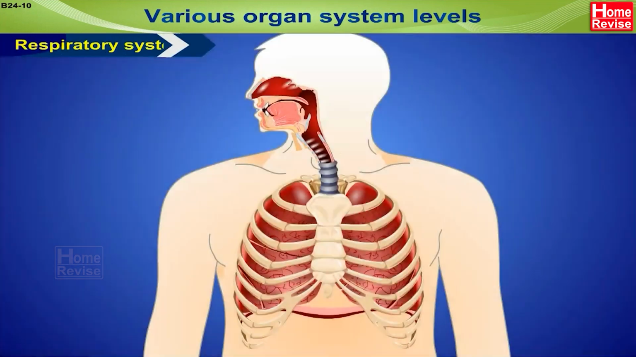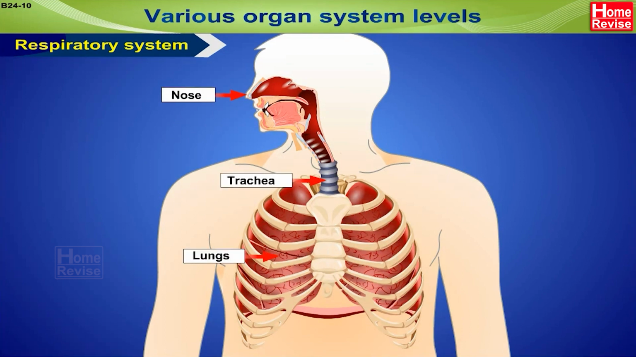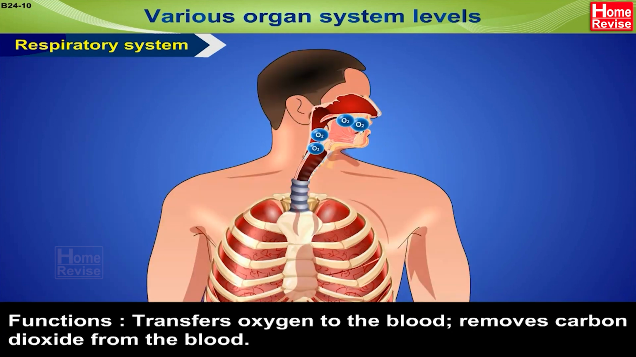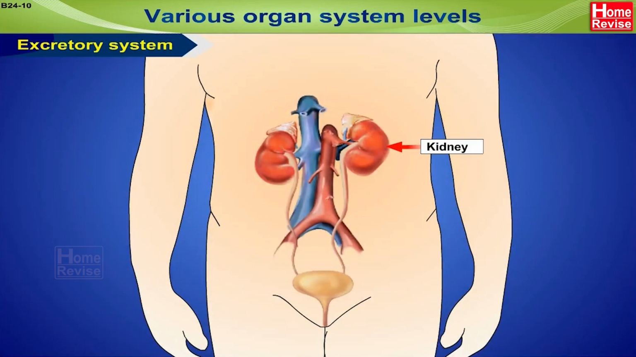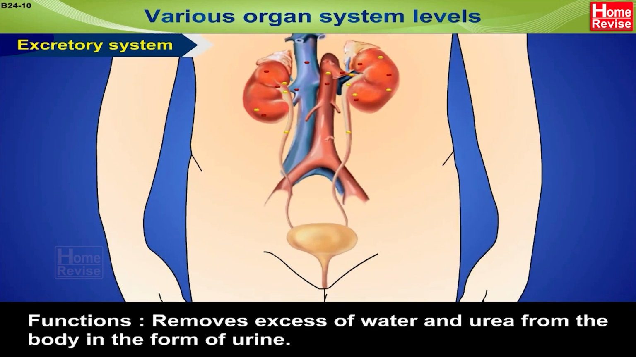Another organ system is the respiratory system, which consists of nose, trachea, that is the windpipe, and lungs. It transfers oxygen to the blood and removes carbon dioxide from the blood. The excretory system consists of kidneys, ureters, urinary bladder, and urethra. It removes excess water and urea from the body in the form of urine.